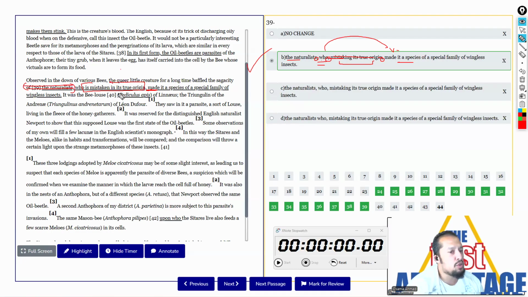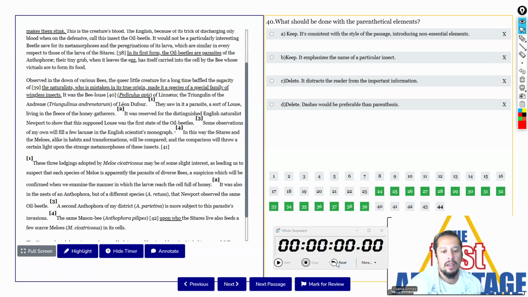The queer little creature, subject. For a long time, preposition. Baffled, verb. Sagacity can't be the subject, it's the object. Baffled what? The sagacity. So this verb is thrown out in the street, and nobody asks about it. Number 40.